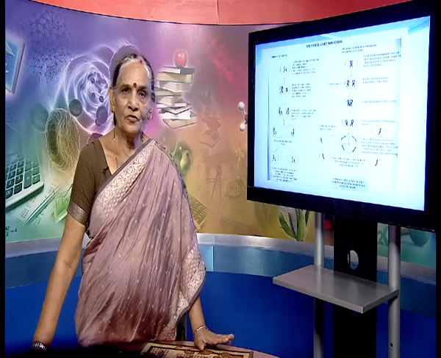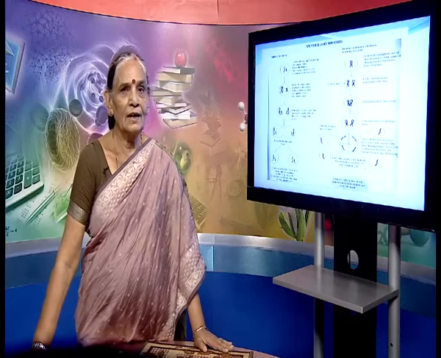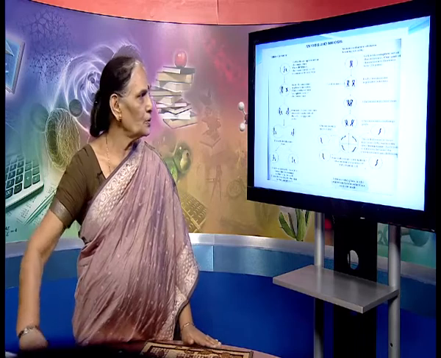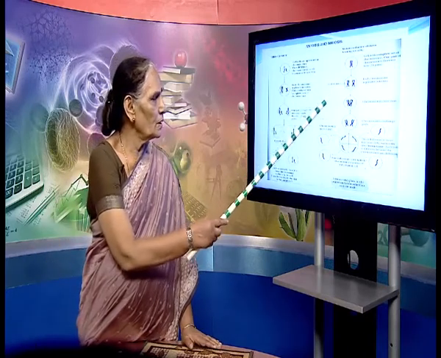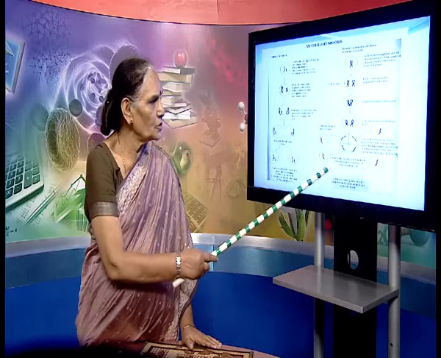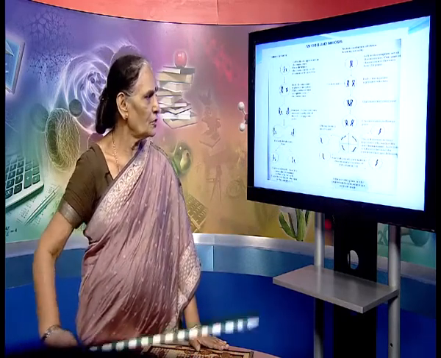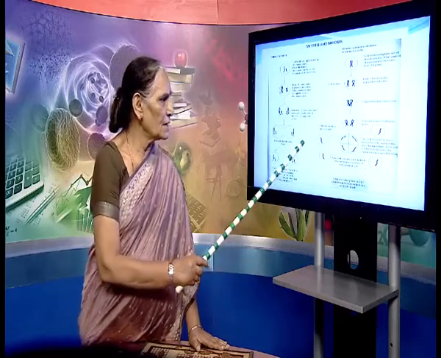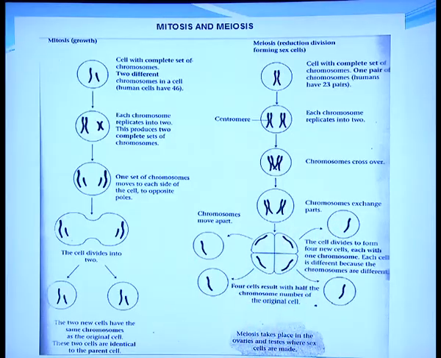It goes through the four phases I told you: prophase, metaphase, anaphase and telophase, after which two cells are formed. Meiosis, which occurs only in the gonads, has two phases called meiosis 1 and meiosis 2, and in meiosis 1 and meiosis 2, again we have prophase, metaphase, anaphase, telophase, and at the end of meiosis 2, from one parent cell actually we get 4 cells, but all 4 cells only have half the number of chromosomes.